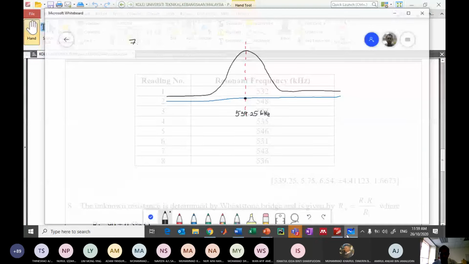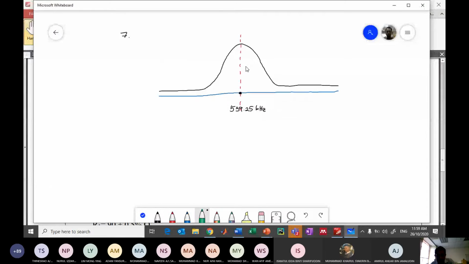So if I were to draw the sigma, it's going to be somewhere around here. This is the value for sigma. So this is going to be positive sigma and this is going to be negative sigma, the range of the standard deviation, where sigma is given as 6.54 kilohertz.